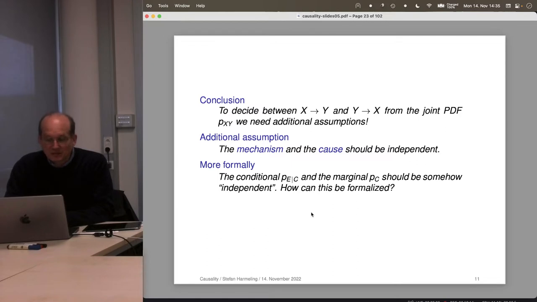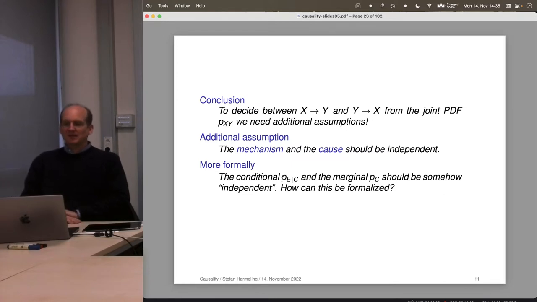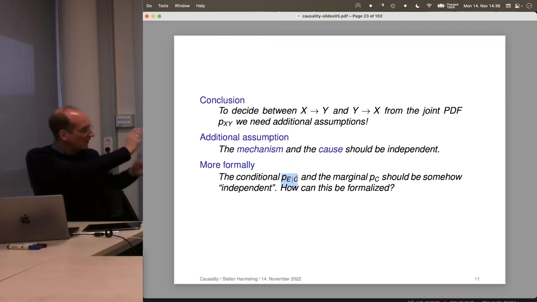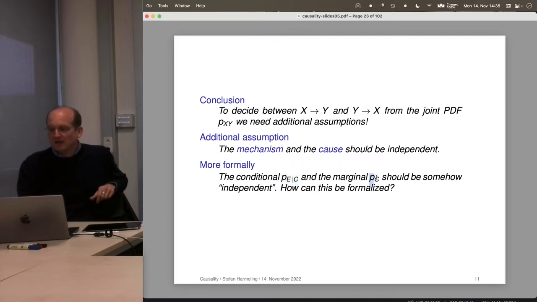So if we try to do it somewhat more formally, then we would like to say that the conditional density, let's write it P of the effect given the cause, and the marginal distribution P of C, should be independent. But this is now independence one level up. It's not an independence on the random variables. It's an independence of the expression for the conditional distribution, with Iverson brackets and so on. So this thing carries some information about how it's implemented or how it's generating data. And this mechanism shouldn't tell you anything about how the other data is generated, okay?